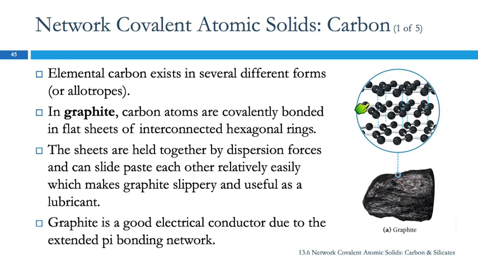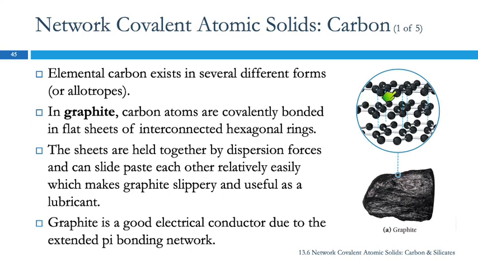This is graphite, where we have carbon atoms covalently bonded to each other in thin layers. So there's a sheet of carbon atoms, really a piece of graphene right here, and then there's another piece of graphene up here. And those two layers are held together by dispersion forces. So the layers are not held together very tightly, but the atoms in each layer are held together very tightly.